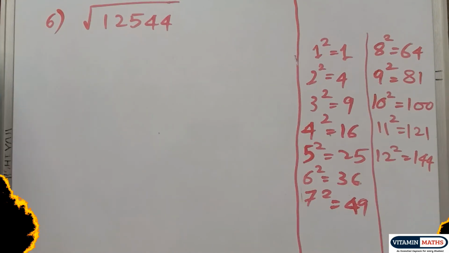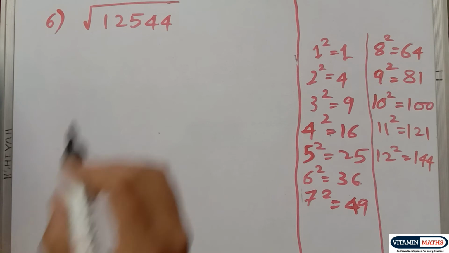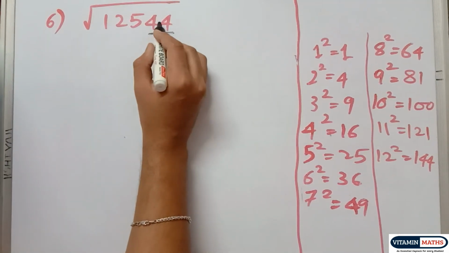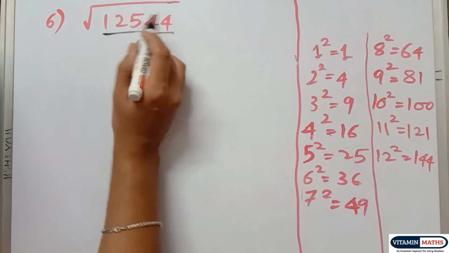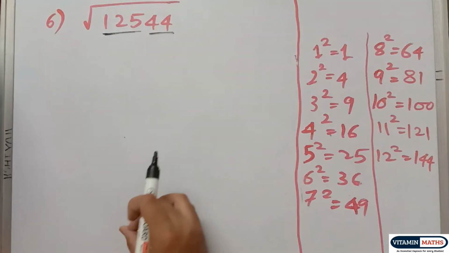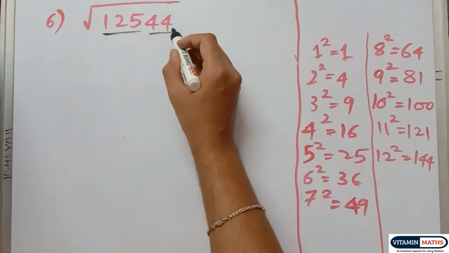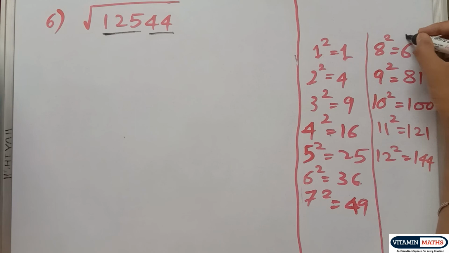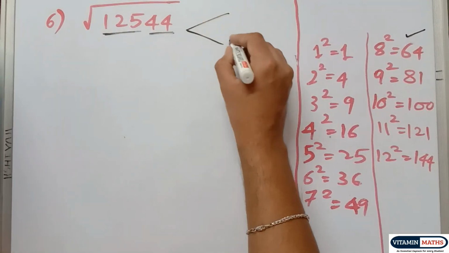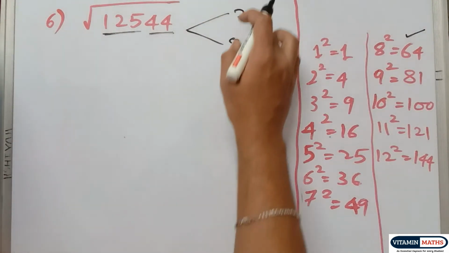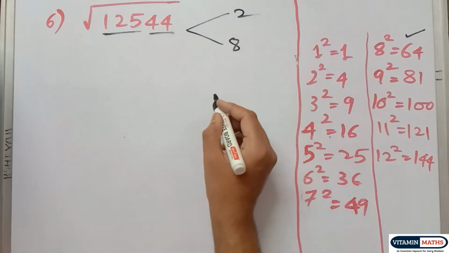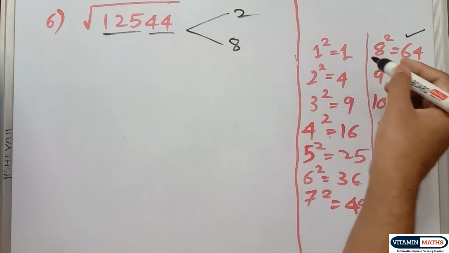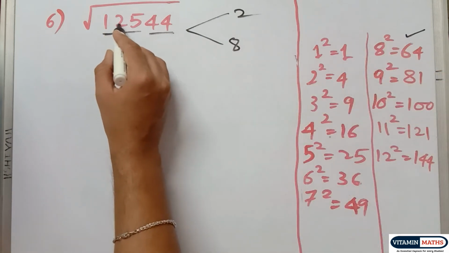So let's find the square root of 12544. Again I will pair this number: 44 is one pair and 125 is another pair. Now I will check a perfect square which has 4 as the last digit. So obviously 8, so if one digit is 8, another digit is 2, because 8 plus 2 will give you 10.